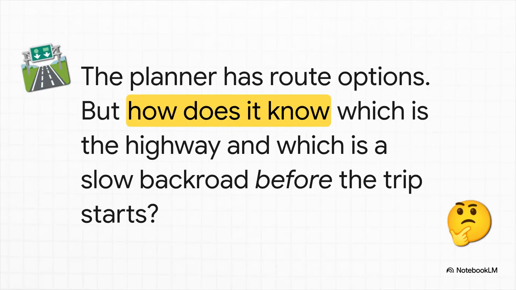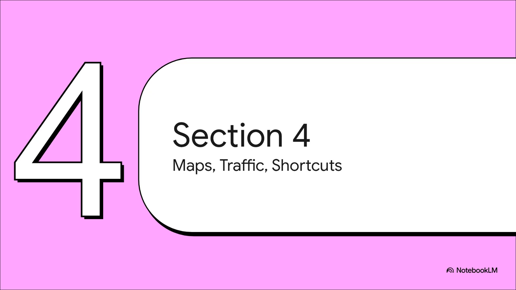Okay, so that's the big question, isn't it? The planner sees these options, the highway and the winding back road. But how does it know which is which before it even sends the data out on its journey? How does it make that cost estimate so well? Well, it all comes down to the information it has on hand. The best trip planner in the world is useless if its maps are old or it doesn't know about traffic jams.